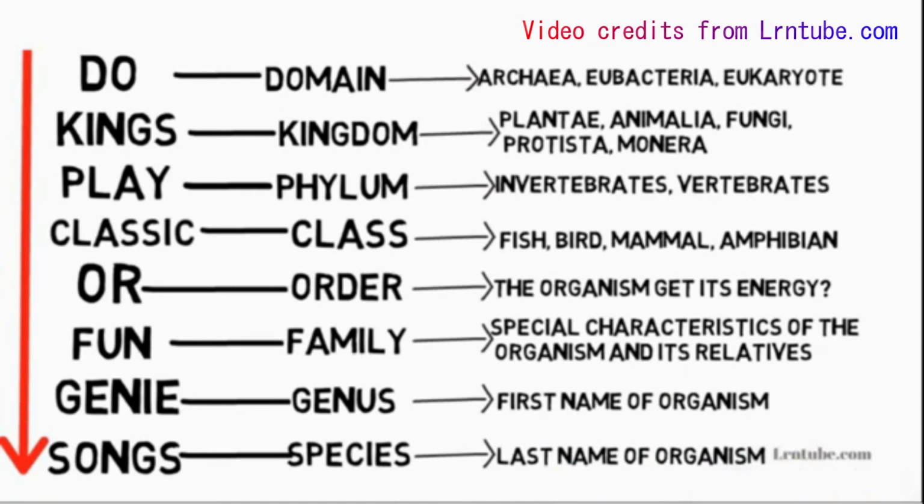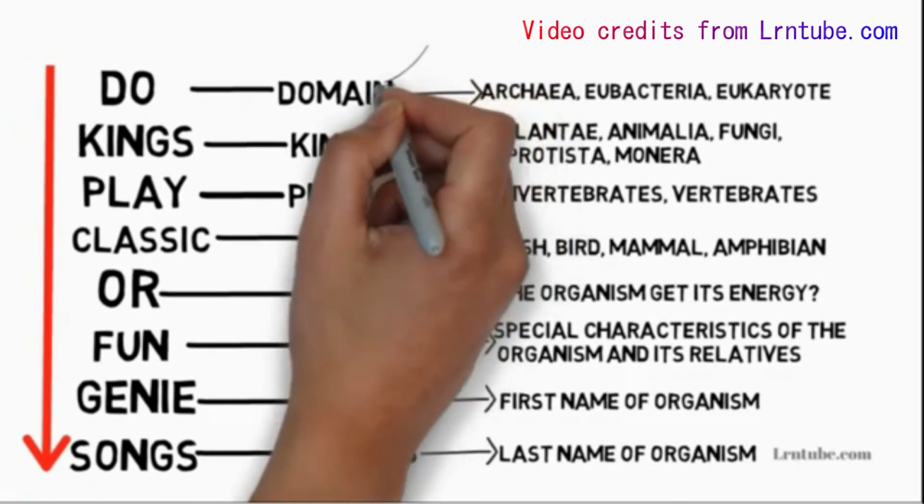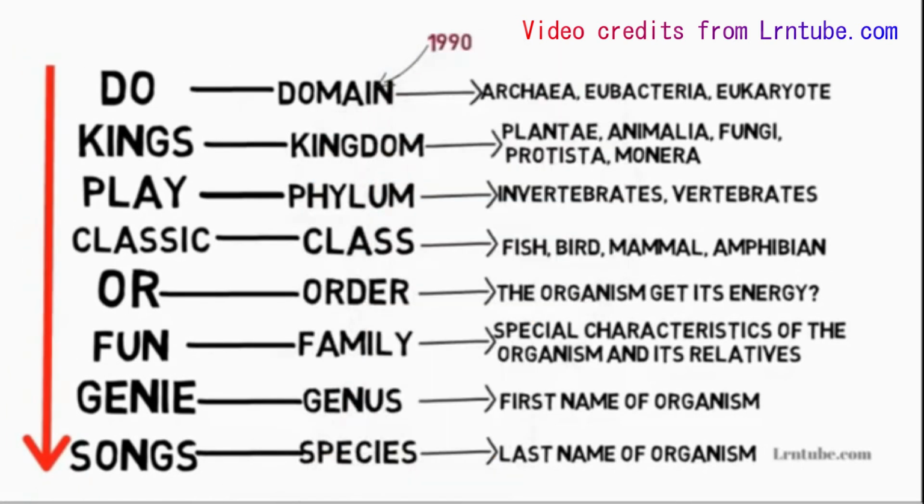So a fun fact about the domain is that it is a broadest category, while species is the most specific category available. The taxon domain was introduced in 1990 by Carl Woese.